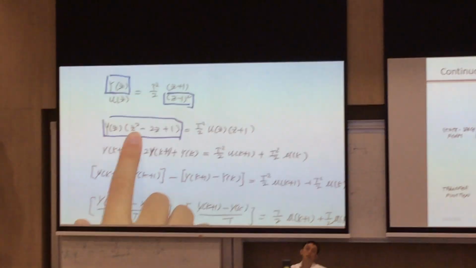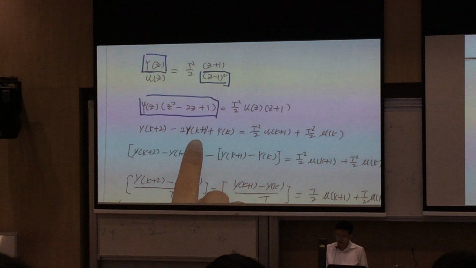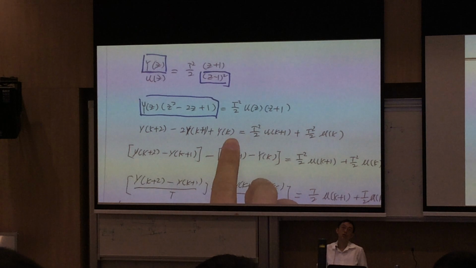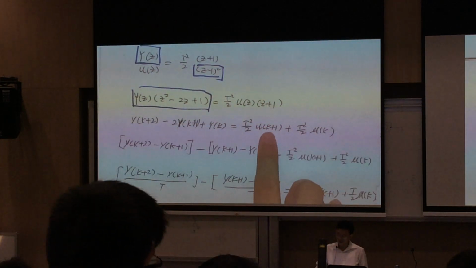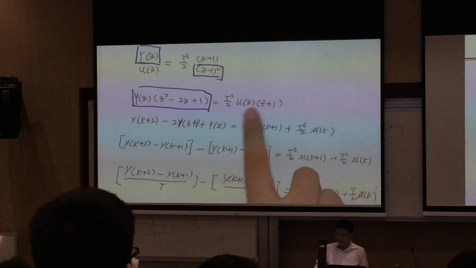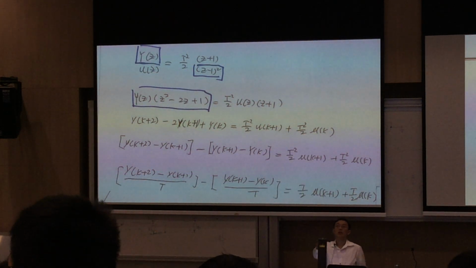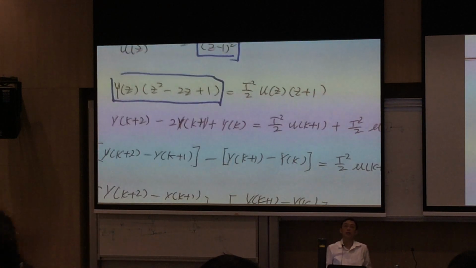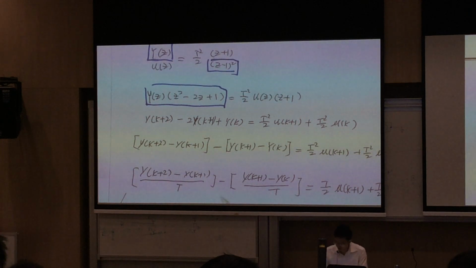You have a z square, it means you have a 2 time delay. You have z, it means you have 1 time delay. You have a constant, it means just your yk. Here the same thing, you have a z, it means the 1 time delay. You have uk, it just goes to the uk. So this is basically how we obtain the difference equation. So this is a difference equation.